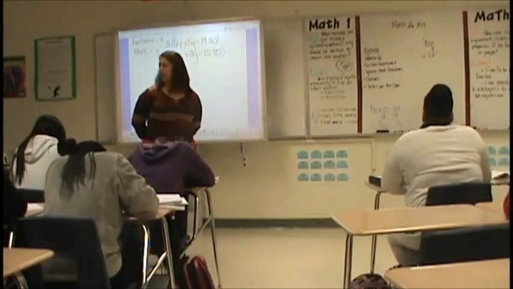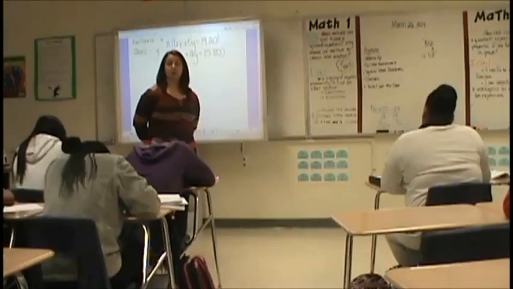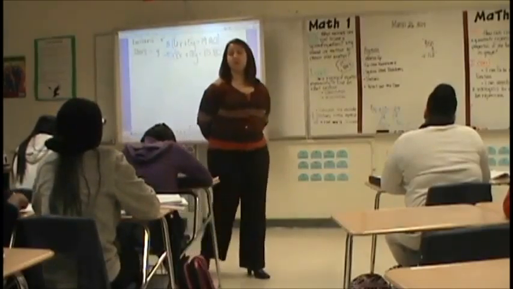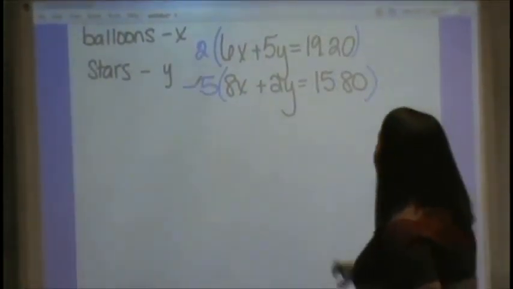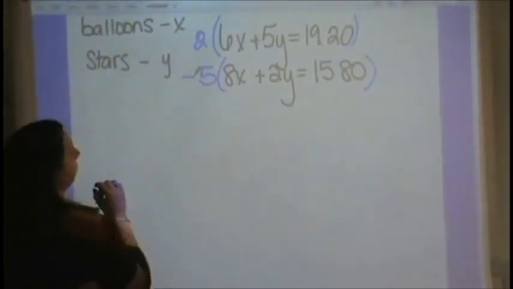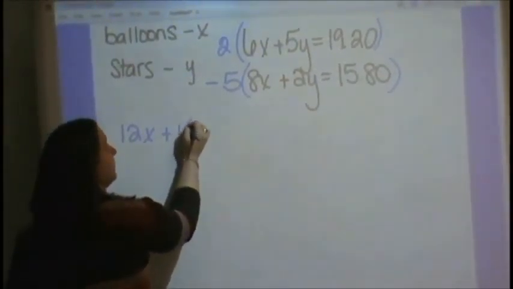Why did we choose 2? Why did we choose 5? Because that'll make the y's into what? What number will that make the y's into? 10. So what's my new equation at the top going to be? 12x plus 10y.